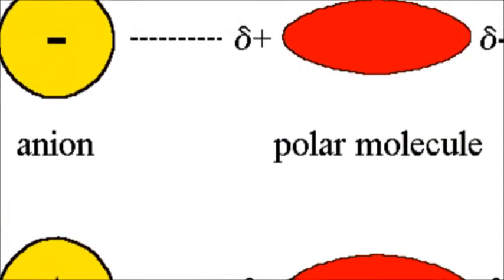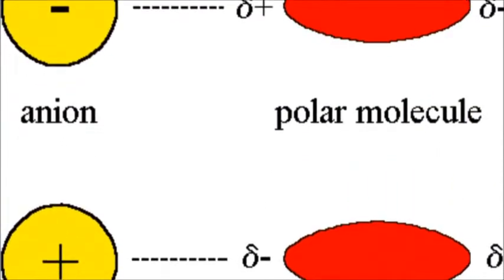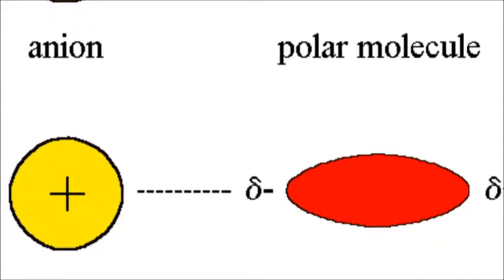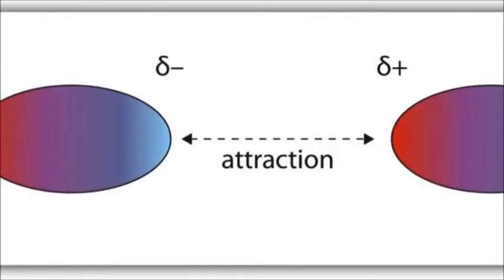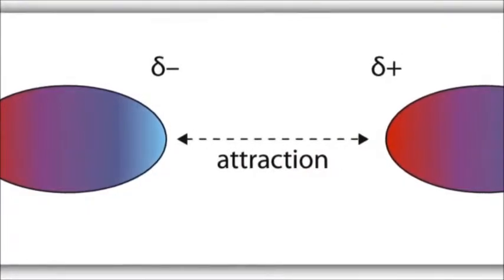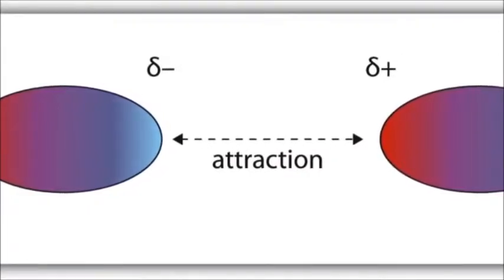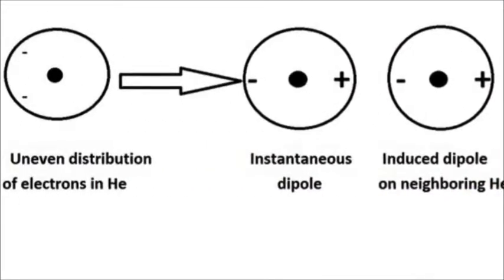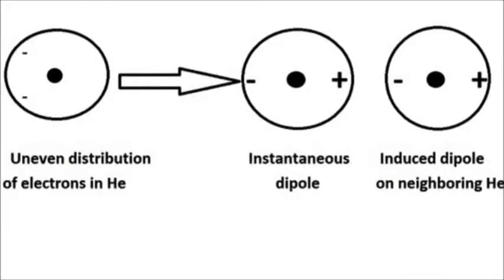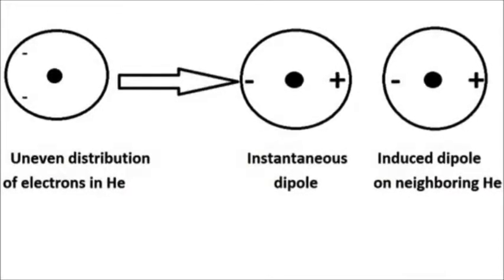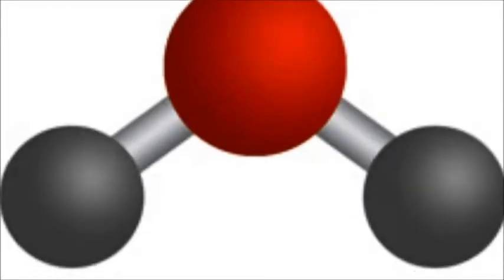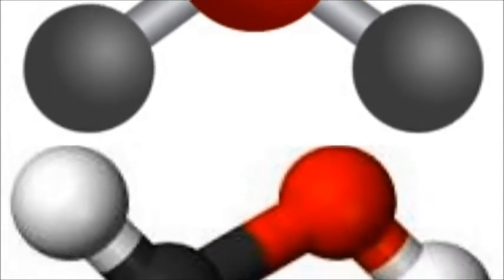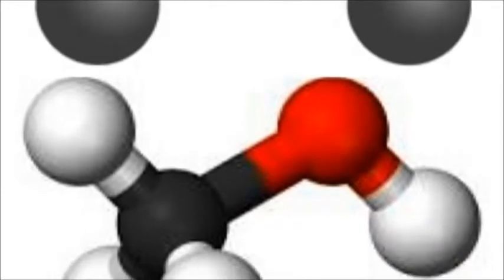Ion-dipole bonds either occur between a positively charged dipole of one molecule and an anion, or a negatively charged dipole of one molecule and a cation. Dipole-dipole bonds occur between the positively charged dipole of one molecule and the negatively charged dipole of another. And lastly, London dispersion forces are the very weak forces that result from a temporary uneven distribution of electrons throughout a molecule. This fractional distillation experiment focuses specifically on the different types of intermolecular forces between water and ethanol molecules.